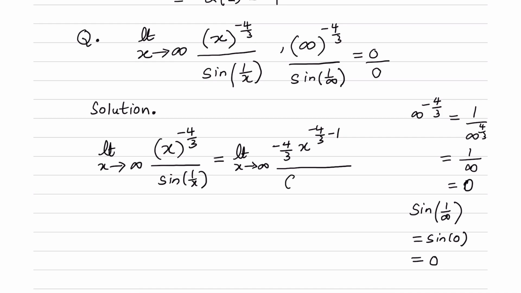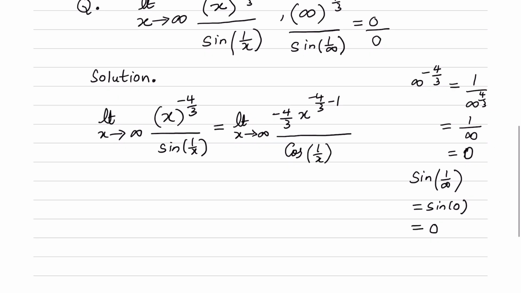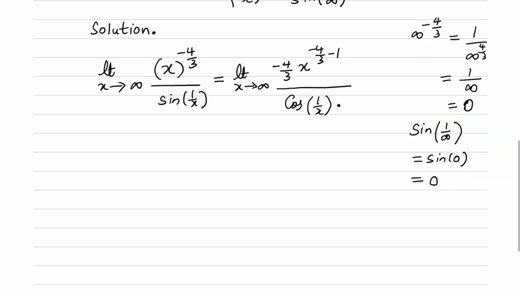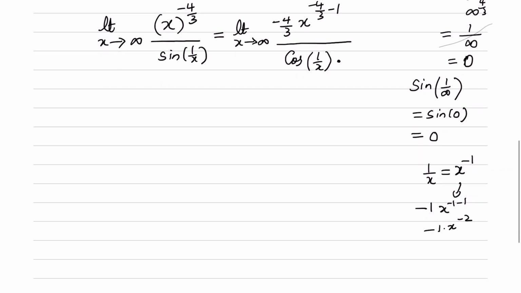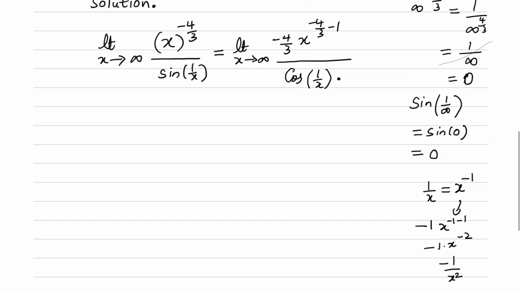separately, which is sin x, whose derivative is cos x. But here it is cos 1 over x because that's the angle, and then we need the derivative of the angle. Here the angle is 1 over x, which can be written as x to the power minus 1. So its derivative is minus 1 x to the power minus 1 minus 1, which is minus 1 into x to the power minus 2, which is minus 1 over x square. So the derivative of 1 over x is minus 1 over x square, which we will multiply here, minus 1 over x square.